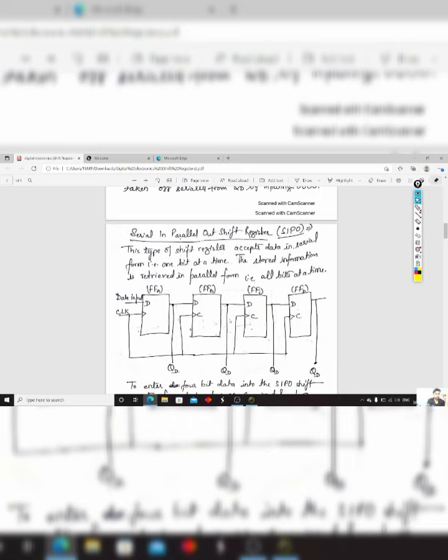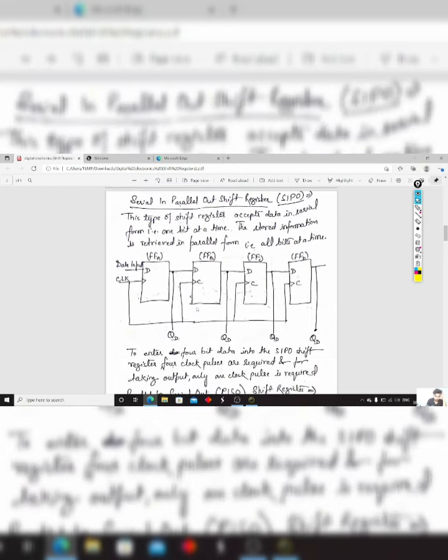Now moving forward to the next classification, the serial in parallel out shift register. Let me explain a bit about it. When we use the SIPO, serial in parallel out register, we feed the input data serially, but take the output data in parallel. This happens at every clock cycle. You can see here we are still feeding the data input serially, but the output is not serial here. We are taking all the output bits at the same time in parallel, so we will get the full 4-bit output in every clock cycle.